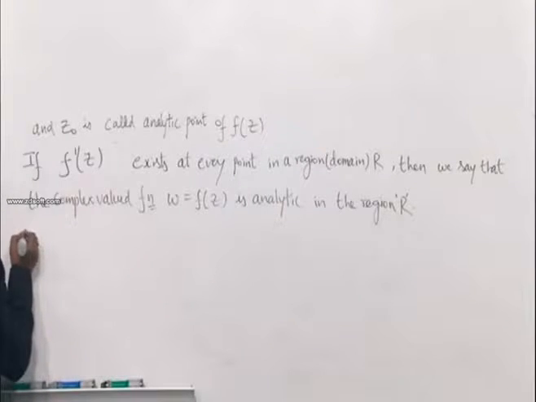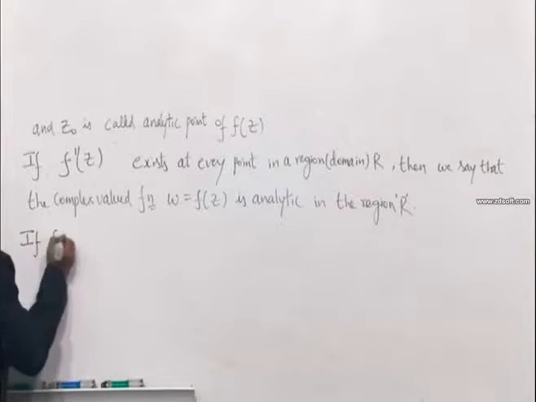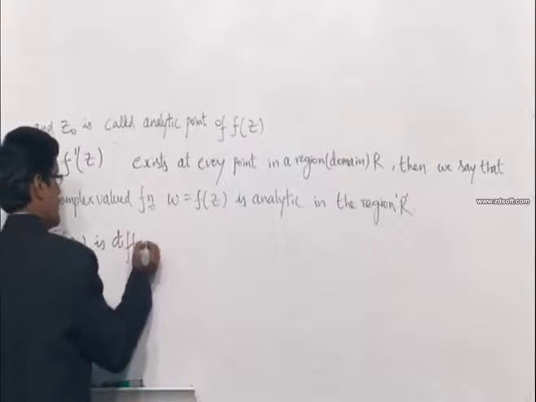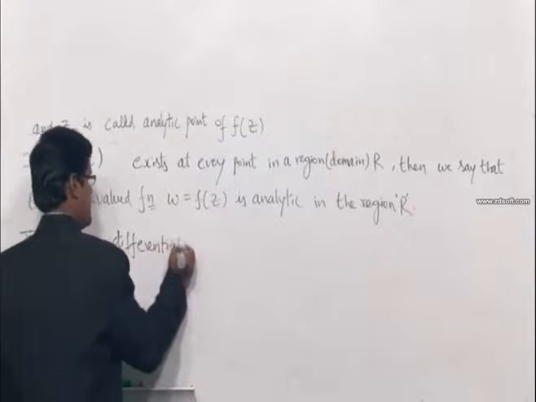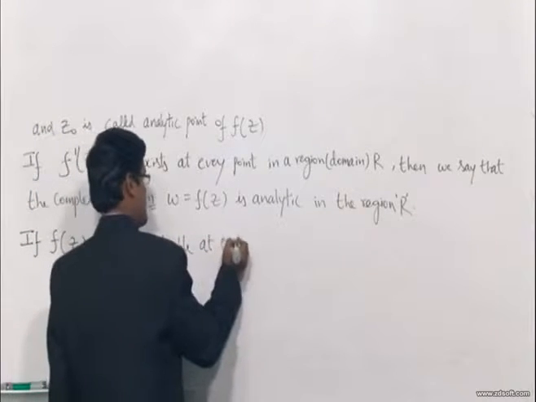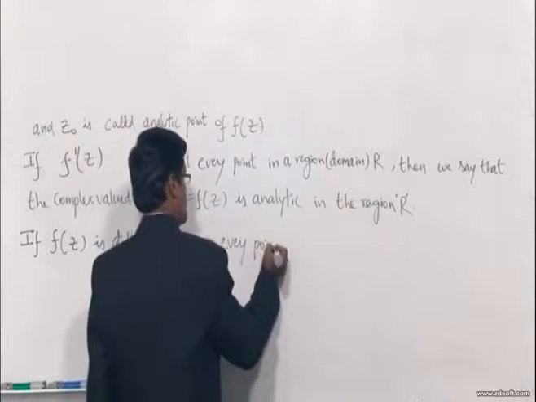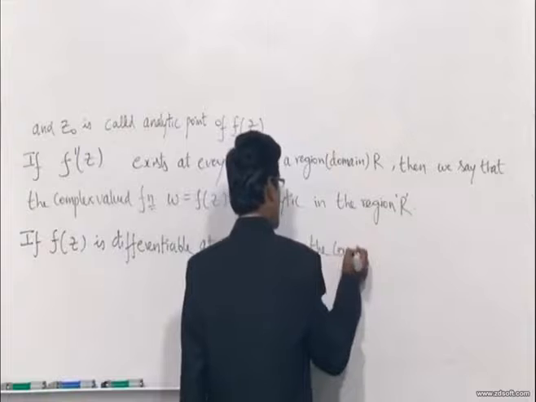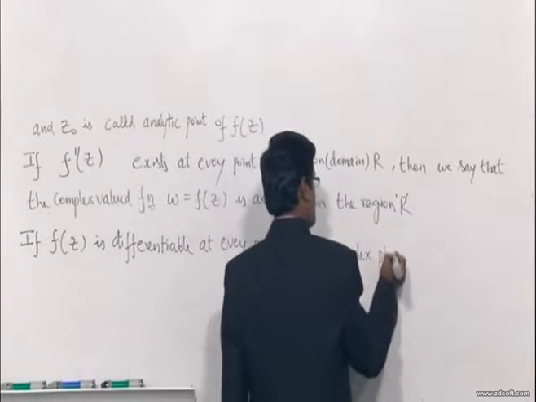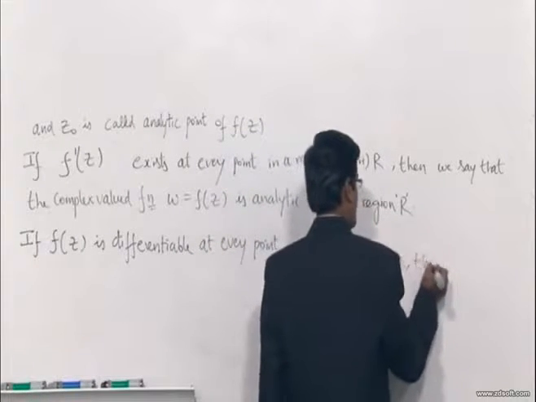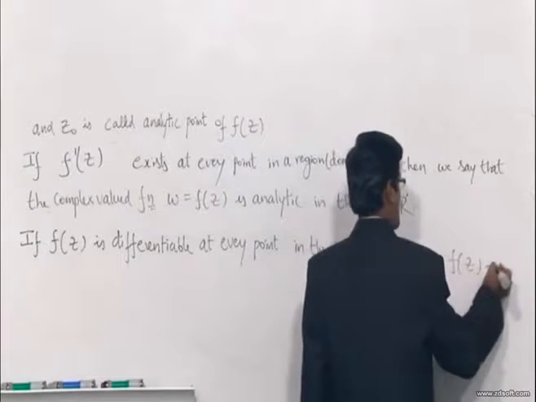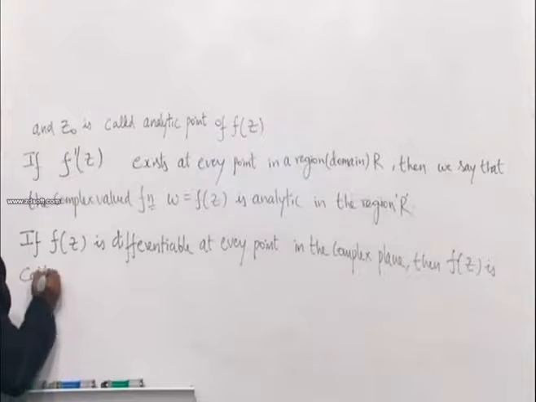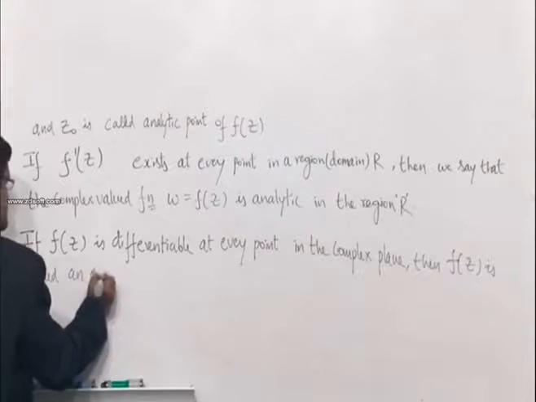Next definition: if f of z is differentiable at every point in the complex plane, that is, the entire complex numbers, then f of z is called an entire function.